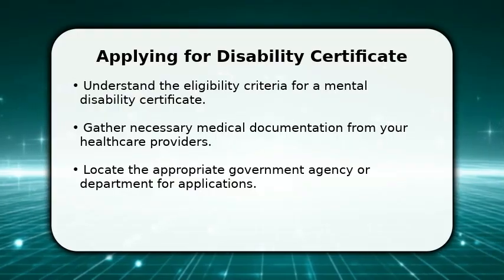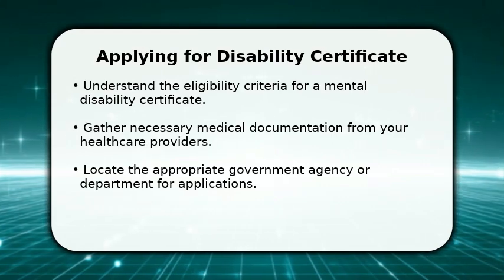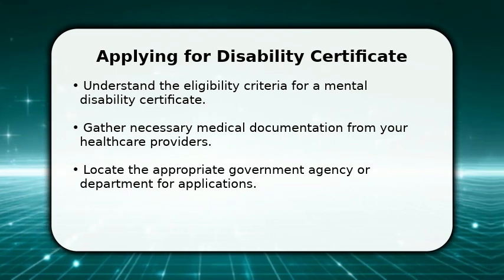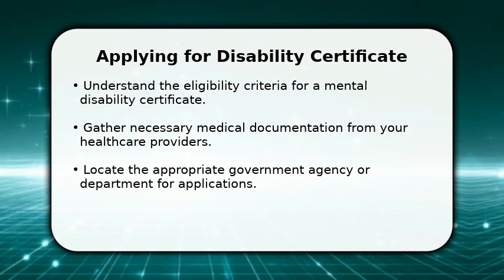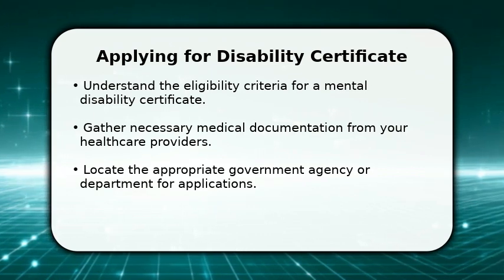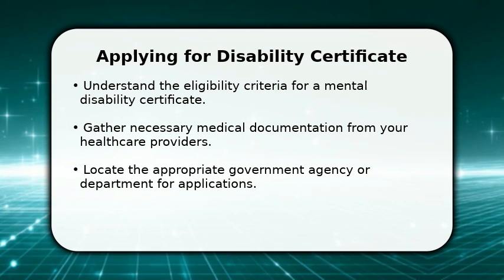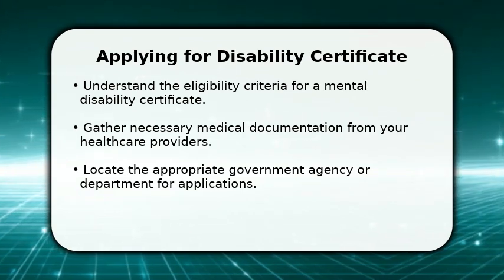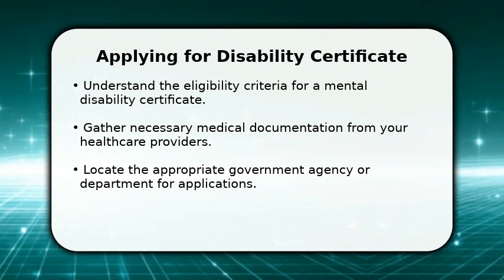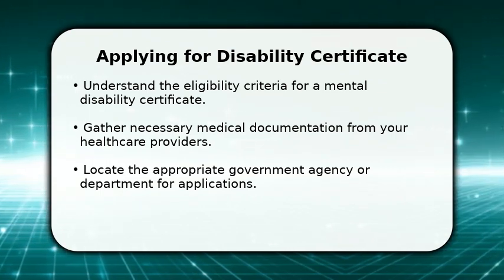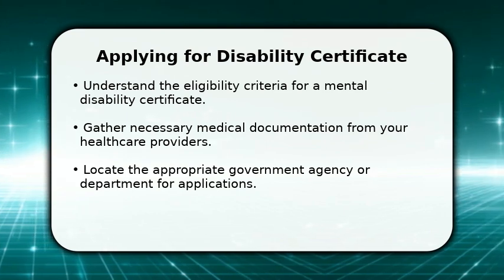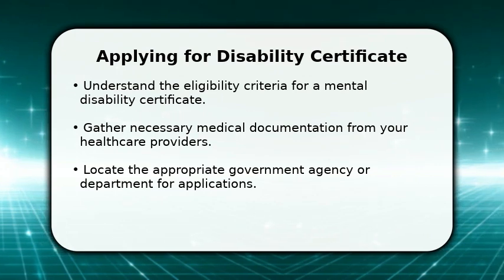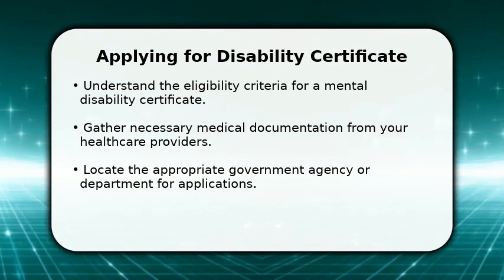In this video, I will explain how to apply for a mental disability certificate. First, it's crucial to understand the specific eligibility criteria set by your local authorities. Next, begin collecting all relevant medical documentation from your doctors and specialists. This evidence is vital for supporting your application. Finally, identify the correct government agency or department responsible for processing these certificates in your region. This initial preparation will streamline your entire application process.